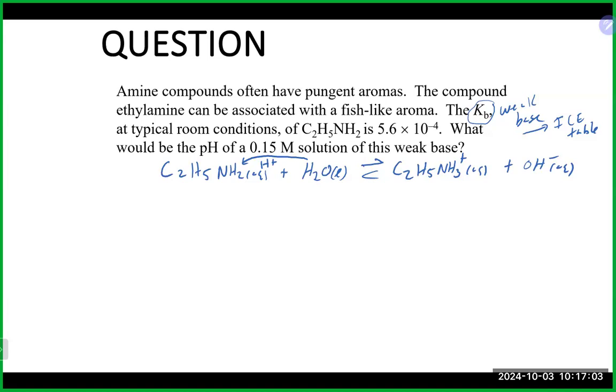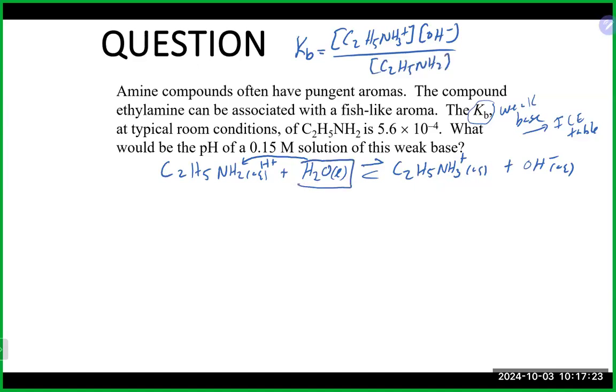That's a good idea. We could also then write our Kb expression in this case, which would be our products. So our C2H5NH3 plus, a little OH minus, and here we'll go over our C2H5NH2 just like normal. Going to leave the water out as it's a pure liquid, so it won't go in there. This is going to equal our Kb value in this case of 5.6 times 10 to the minus 4. Questions so far there?